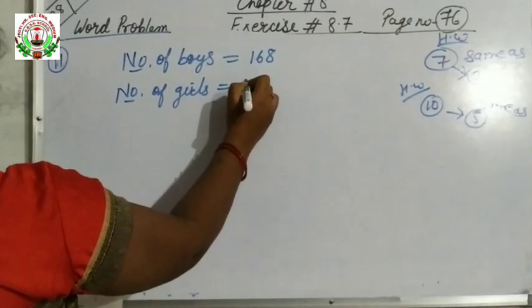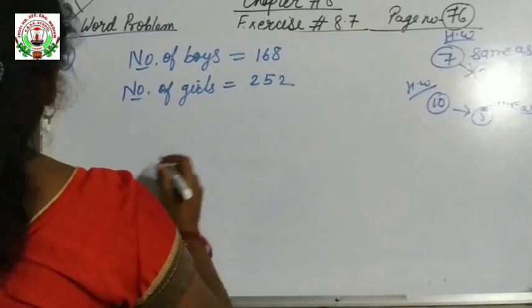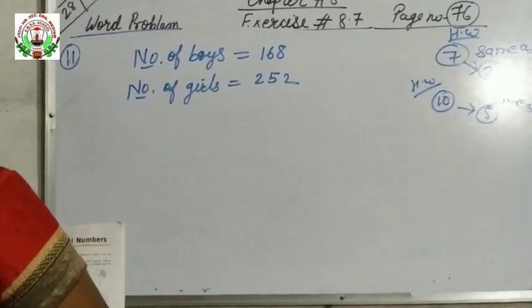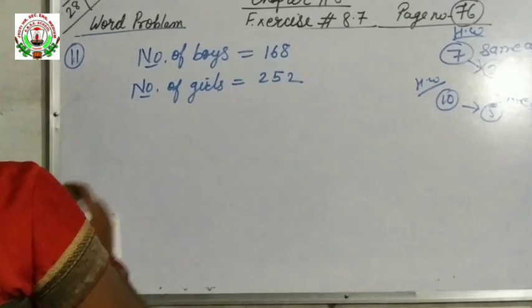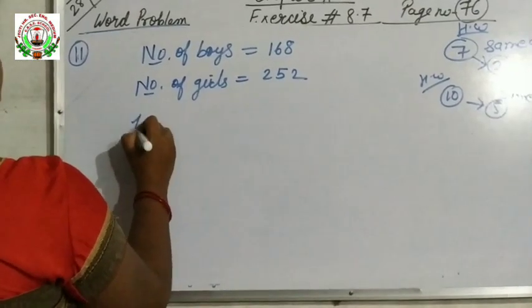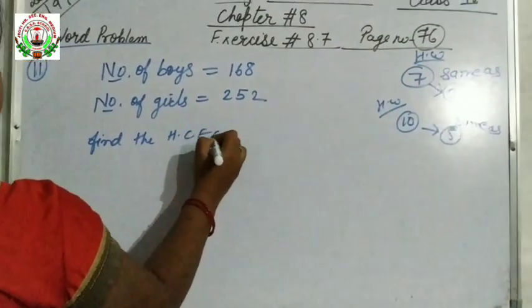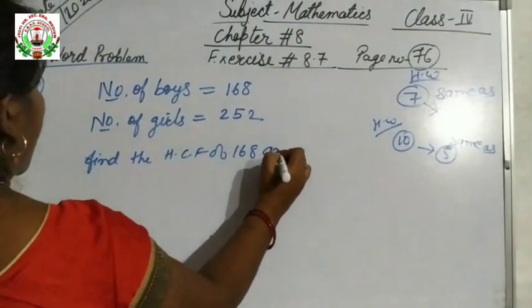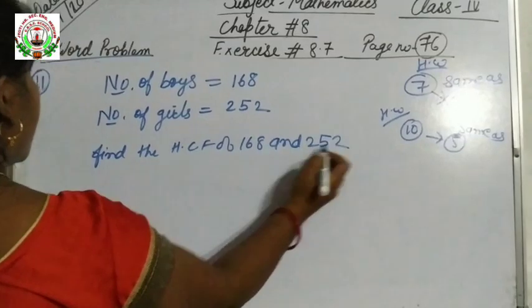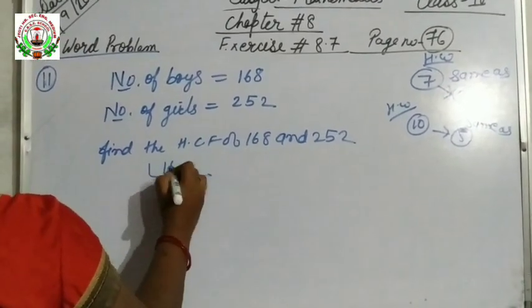is equal to 252. Here the greatest number is asked, which is in each group. So first we will find the HCF of 168 and 252.